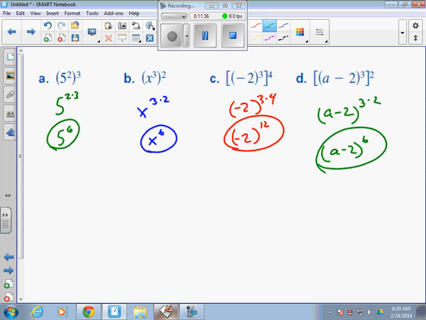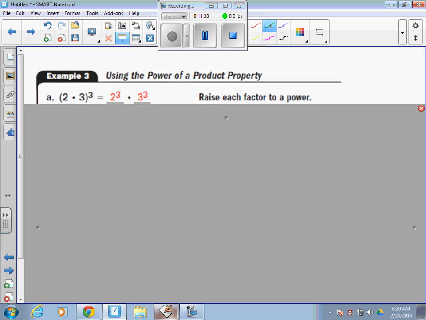Again, that's powers to powers. For example, number 3, this is using the power of a product. So you have 2 times 3 cubed. You can do 2 times 3 within parentheses. That's what order of operations tells you to do. But when you have different values, or when you have exponents, or when you have variables plugged in, it's hard to do that.